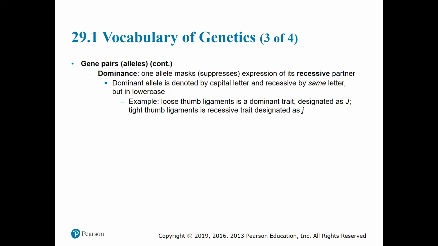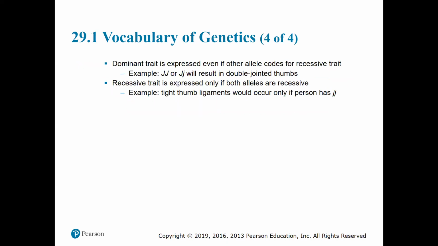Dominance. When we talk about dominant versus recessive, dominance is essentially one allele masking or suppressing the expression of its recessive partner. Dominant alleles are denoted by capital letters versus recessive, which are the same letter but lowercase. So you often see an uppercase J, lowercase j, uppercase B, lowercase b, et cetera. The dominant trait is expressed even if the other allele codes for a recessive trait. So if you have a dominant trait, that's going to pass through. That's why autosomal dominant diseases are always going to be expressed in someone who is a carrier, because for the dominant trait you just need one to express said trait.